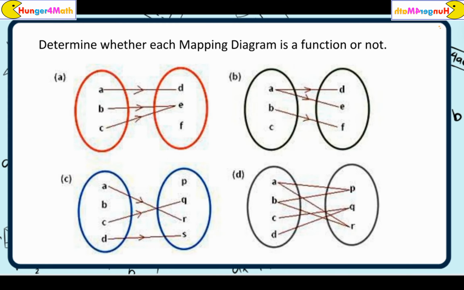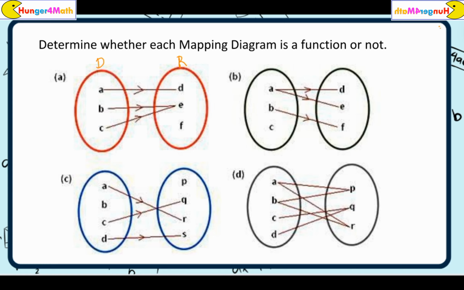Here we have a set of mapping diagrams, and it asks us to determine whether each mapping diagram is a function or not. Remember, a relation will be a function if the domain has exactly one range. So let's apply that here. For letter A, the first set, A, B, C, will be your domain. Let us use D for domain and R for range. And the R will be right here, which is D, E, and F.